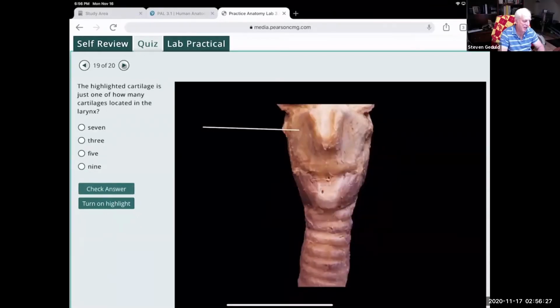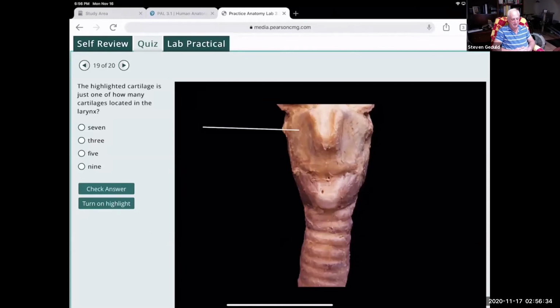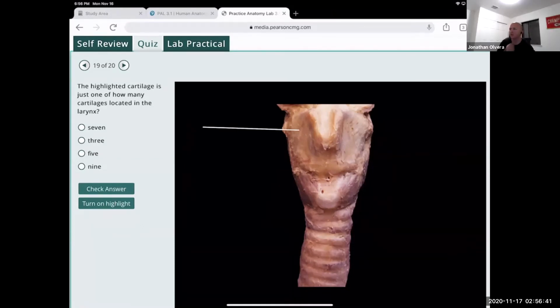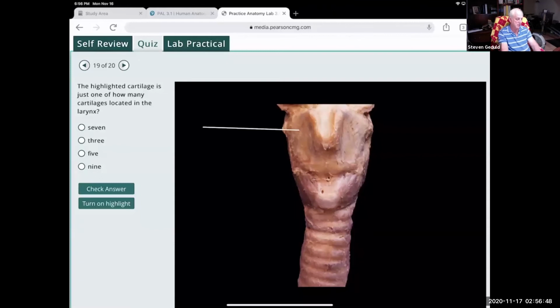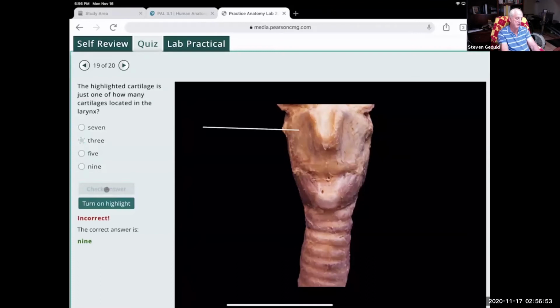All right, the highlighted cartilage is one of how many cartilages located in the larynx? 3. The cricoid cartilage, the thyroid cartilage, and then the tracheal cartilage in the larynx. I know 3. I don't know what the other ones are, but I guess there's 9 cartilages. Must be in the book. I see it right here.